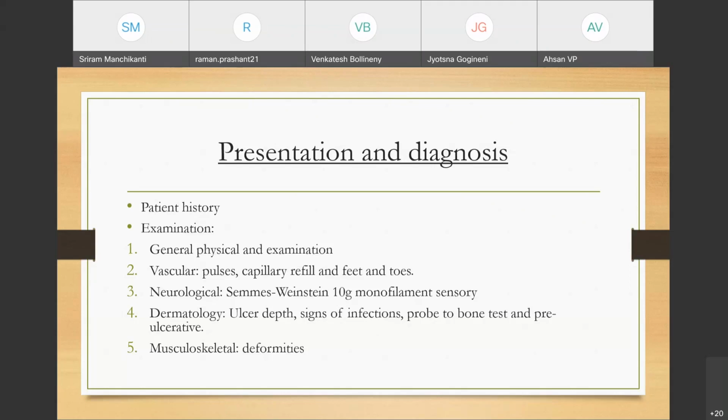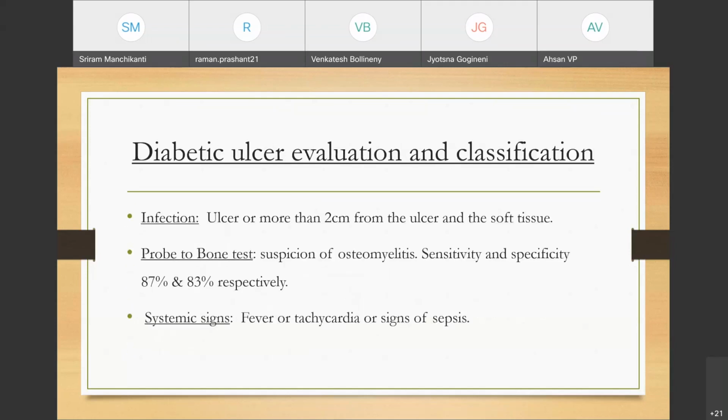For the neurological examination, we include both the vibration sensation and the fine touch, which is done with a Semmes-Weinstein test, which is a 10-gram monofilament sensory test. The vibration is done with a 128 Hz tuning fork, which we keep over the bony prominences, and about 20 seconds is the normal perception time for this vibration. Anything less than that, we can consider a suspicion of a neuropathy. Ulcer depth and the ulcer characteristics need to be noted, and an important test is the probe to bone test, which has a high sensitivity for the diagnosis of osteomyelitis. In the musculoskeletal examination, it is always important to look at their gait and, if possible, in a standing position to look for any deformities like flat foot or changes in the arches.